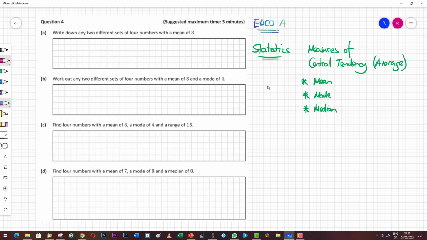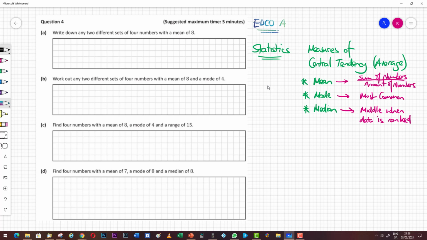So we'll just put in a quick definition here. The mean is the sum of the numbers over the amount of numbers. The mode is the most common. And then the median is the middle when the data has been ranked. Now, sometimes if there is an even number, there won't be an exact middle, and it'll be the average of the 2 middle numbers. But we'll talk about that as we look at the questions.